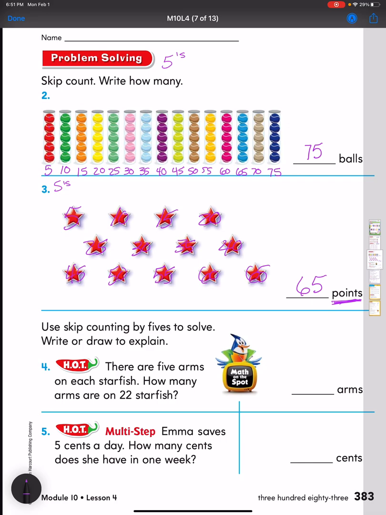That was much faster than counting each point by 1. That would take us a very long time. Counting by the fives made it much faster.